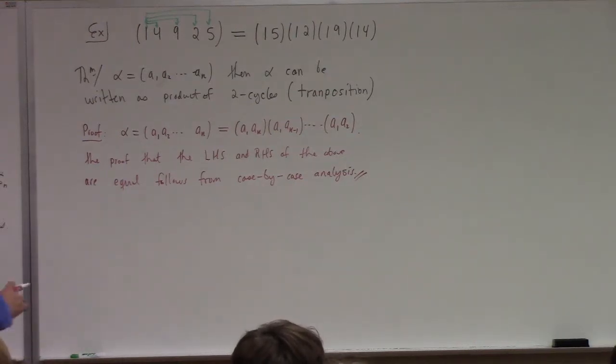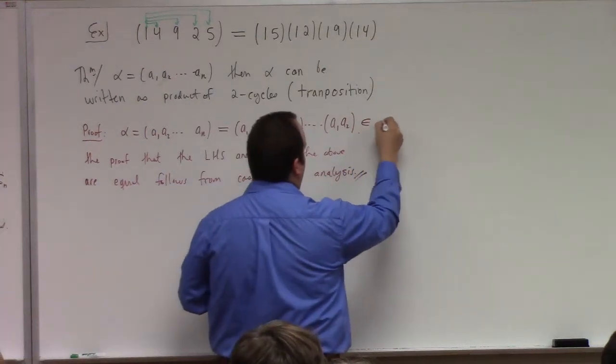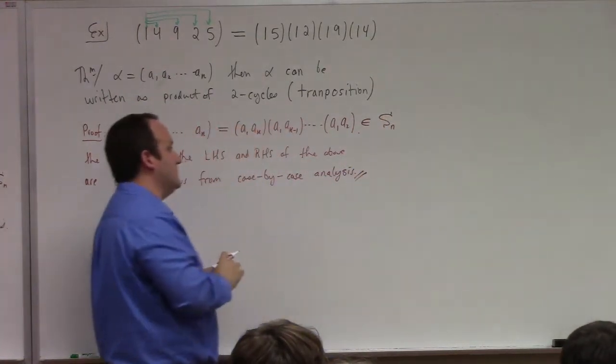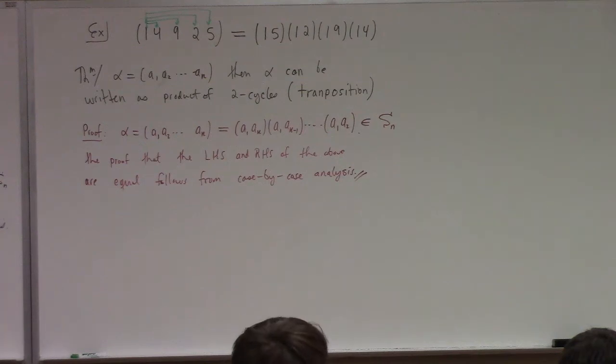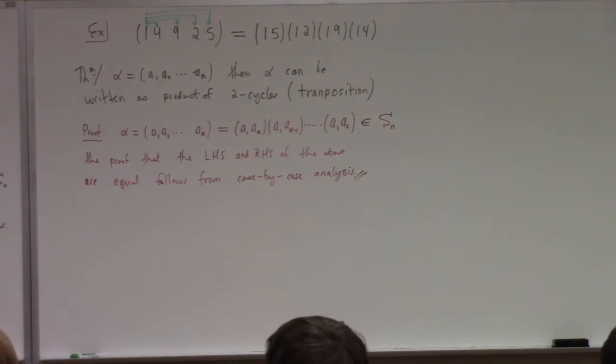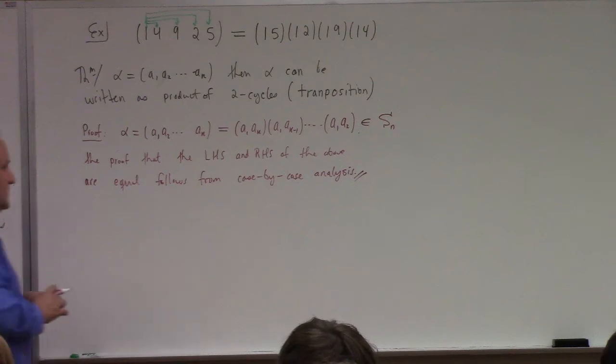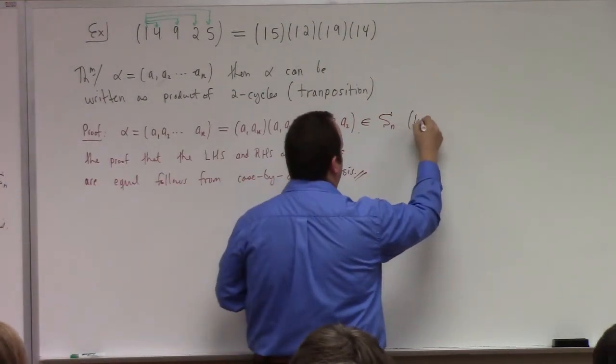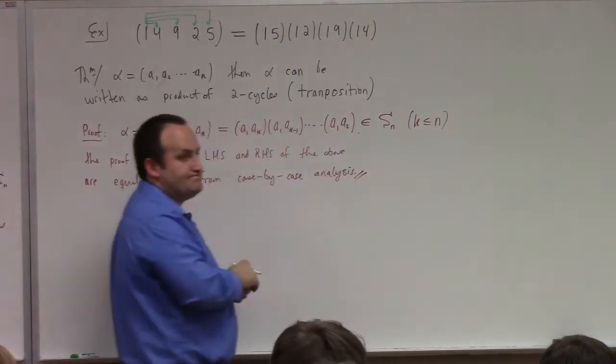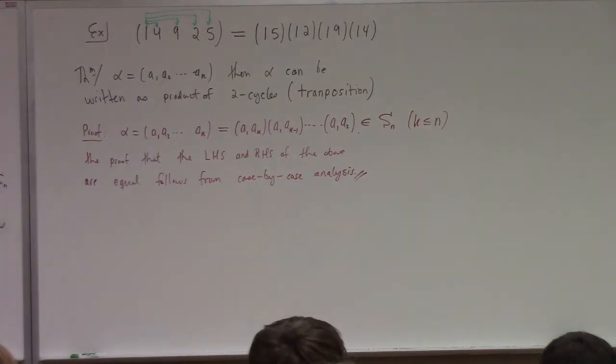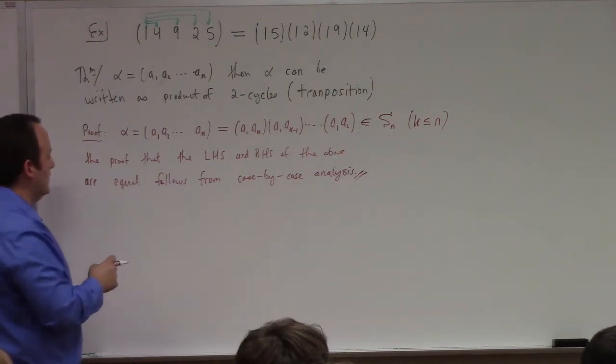So this is an element of Sn, right? And what's the relation of k and n? What's the largest cycle in S3, for example? A 3-cycle, right? So the relation between n and k here has to be that k is less than or equal to n, right? You can't have a 4-cycle in S3. We convinced ourselves of this yesterday. Okay, so all right.